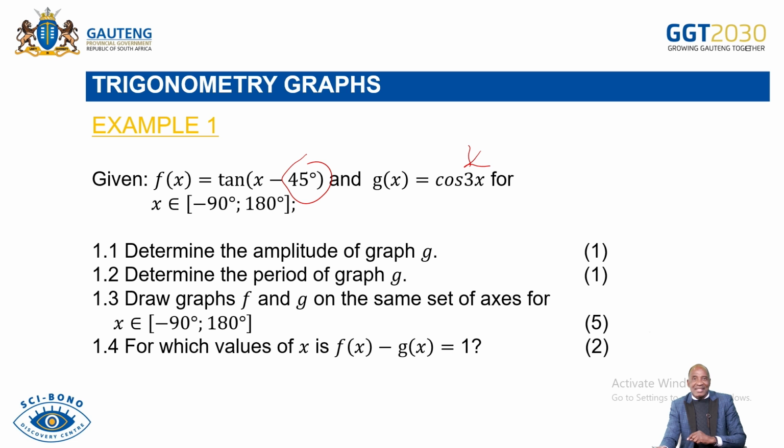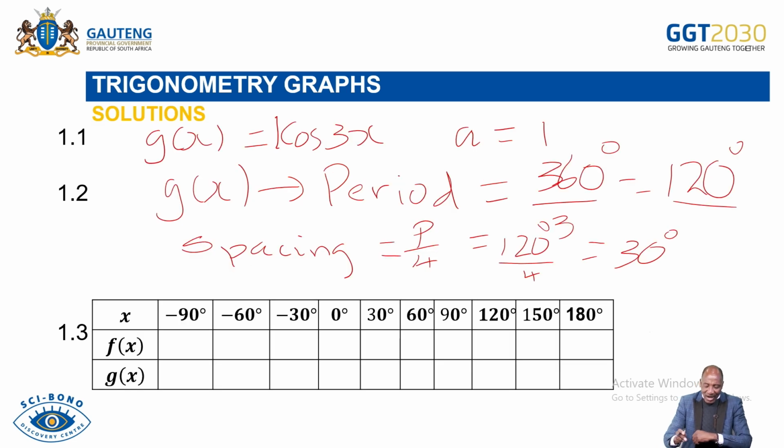So spacing is period divided by 4. Remember, the period for the tangent graph is 180 degrees. If you divide 180 by 4, you can check and see what is 180 degrees divided by 4. You'll find that you are getting 45 degrees, same as the shift. So for that reason, I decided to use 30 degrees to space out our angles from negative 90 degrees up to 180 degrees inclusively. So take your calculator, complete that table.